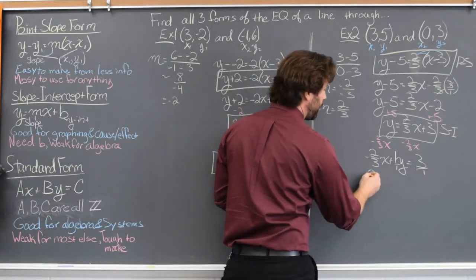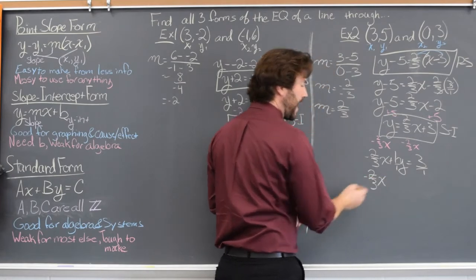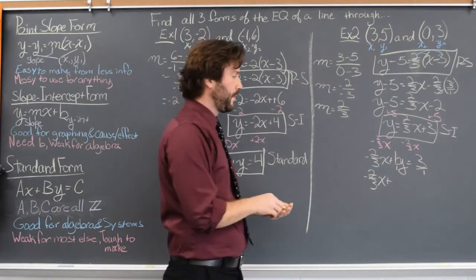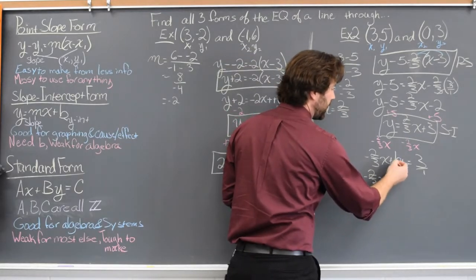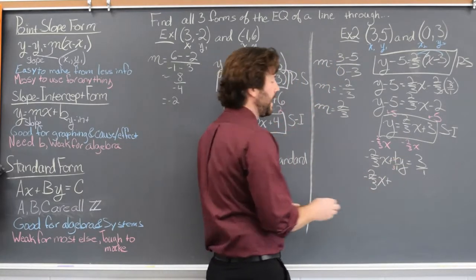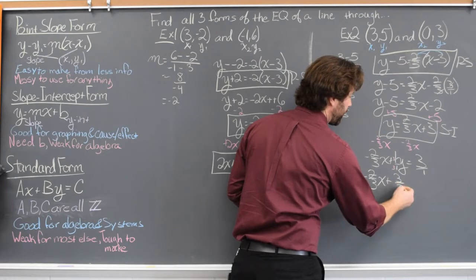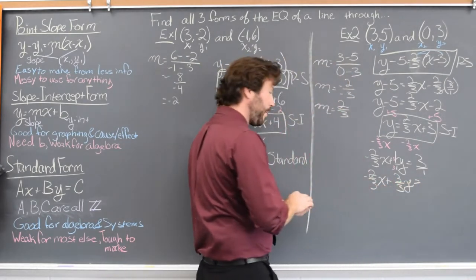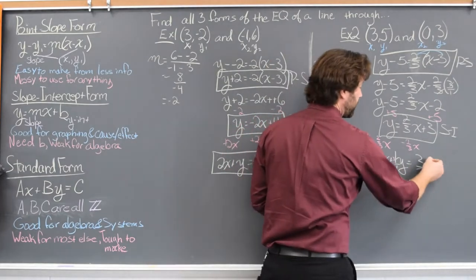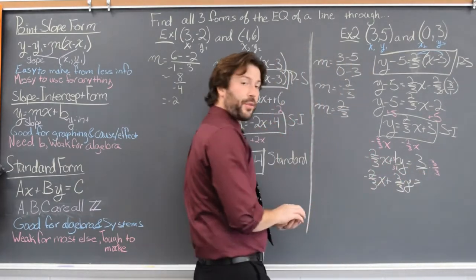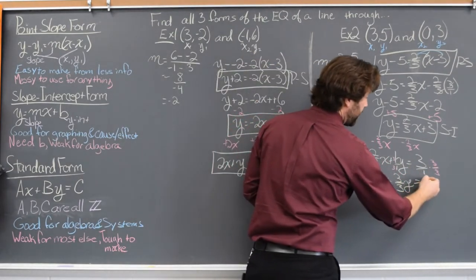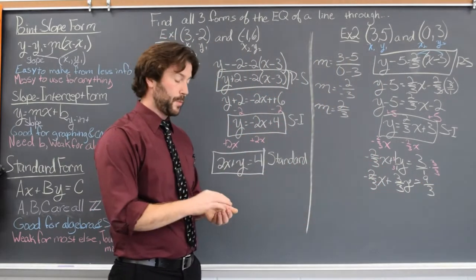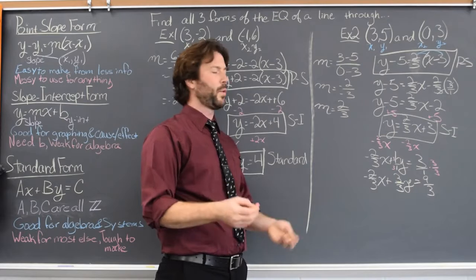So I have negative 2/3 x, okay, that stays the same, plus, now for this y, I've got 1 over 1. I'm going to multiply by 3 over 3. And that's going to give me 3 over 3 times y. Equals, now I'm going to do the same thing with the 3 over 1. Multiply by 3 over 3. And I'll have 9 over 3. Now the reason we do that is because this next step makes everything go a whole lot more smoothly.